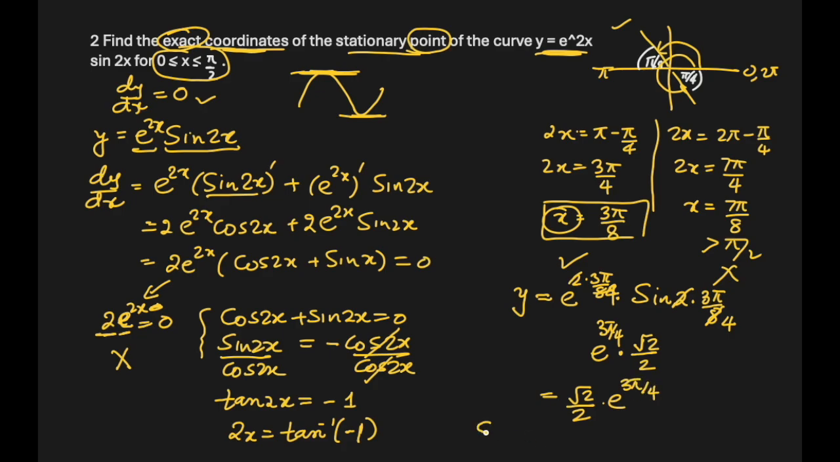So our exact coordinate will be, what was x? x was 3 pi by 8, and y is square root 2 over 2 times e to the power 3 pi by 4.